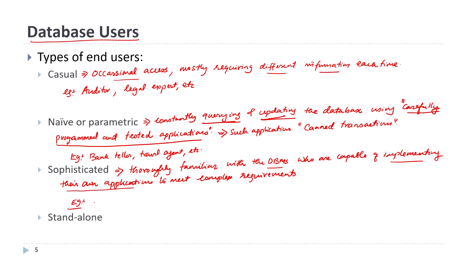An example of this is scientists, engineers, business analysts, etc. And then comes the last one. No, it is not the last one. For us, these are the four major types. There are other versions also.